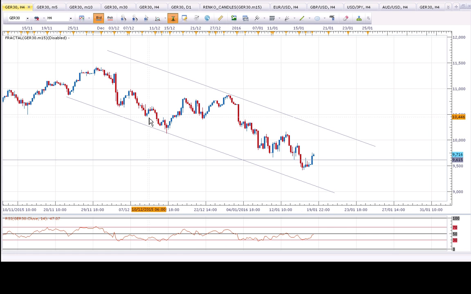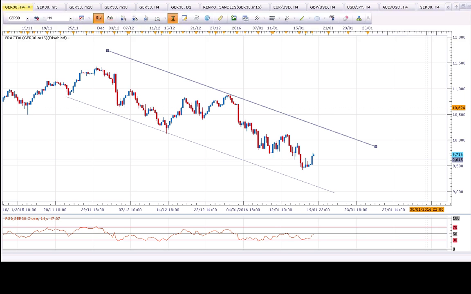So the horizontal support is where price comes down and bounces off of it. Horizontal resistance is where price comes up and touches the top and comes down again. And it works much the same way with these kinds of trend channels as well. The bottom side of it would be the support and the top side would be the resistance.